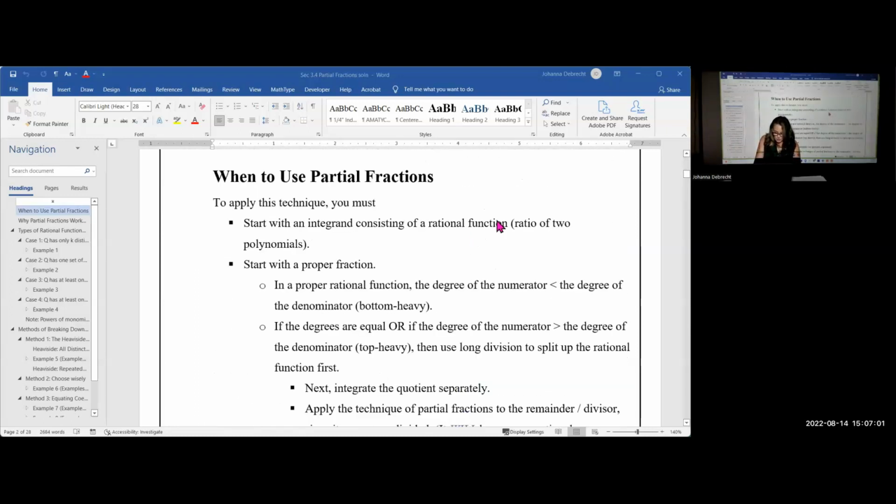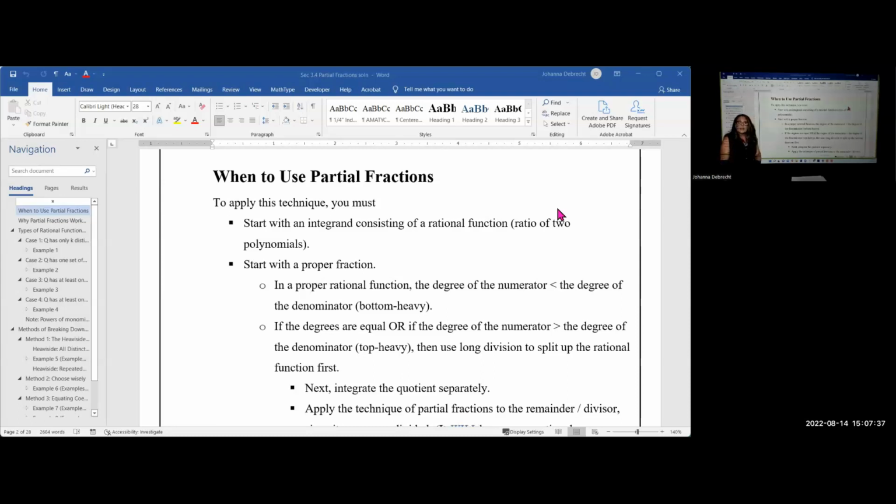Now, when we use partial fractions, we do want to start with an integrand consisting of some rational function, which again is the ratio of two polynomials, right? So you've got real coefficients and whole number powers on the variable x, probably, all right? You want to start with a proper fraction. Now, I did have an example earlier that was not technically proper because the degree of the numerator was 2 and the degree of the denominator was 2. So what do you do when the degree of the numerator and denominator are the same?